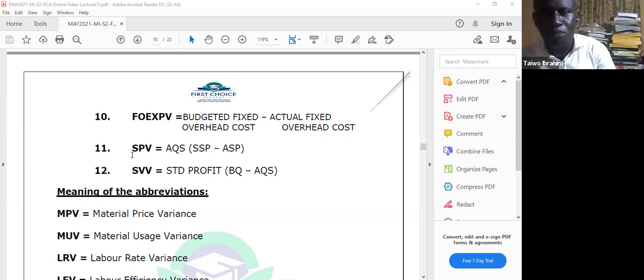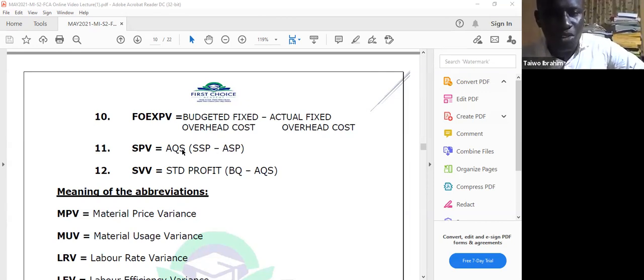That is that. Now number 11, that's sales. Sales price variance, what are you looking for? The difference in price, right? That means standard selling price, that's what you want to sell it at, and actual selling price, what you actually sold it at. We're looking at the difference between the standard selling price and the actual selling price. I hope you are getting me now. So that's the difference between the two.